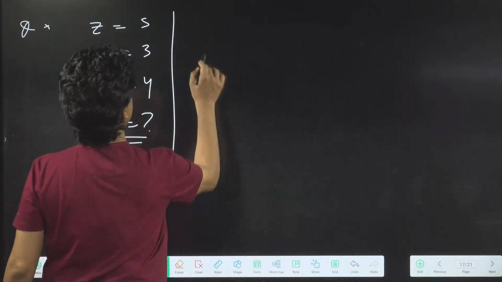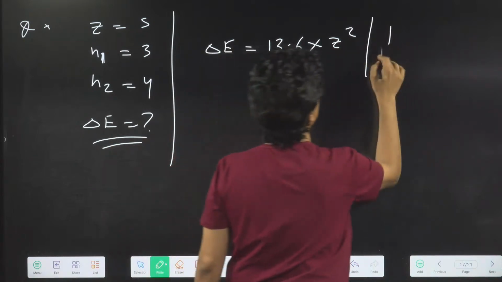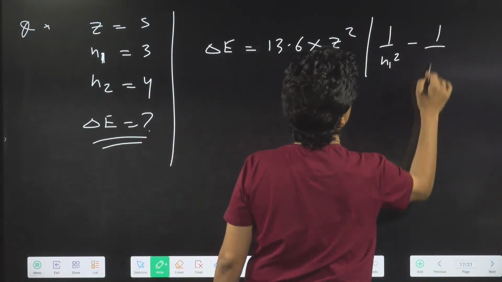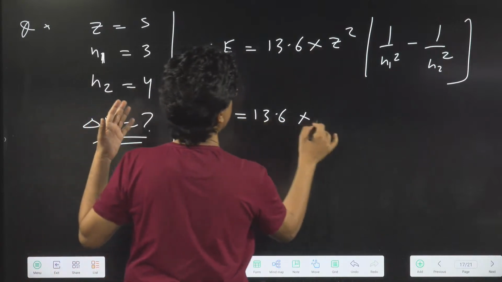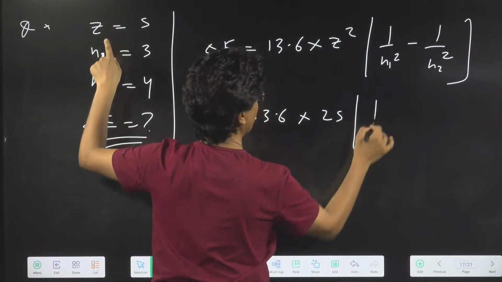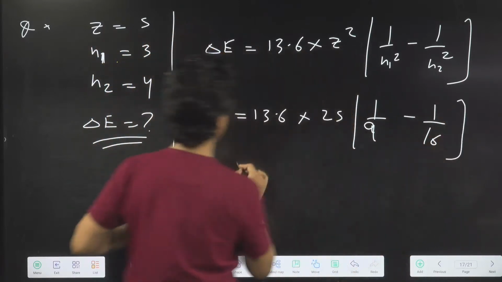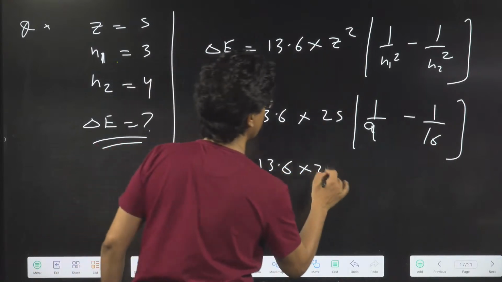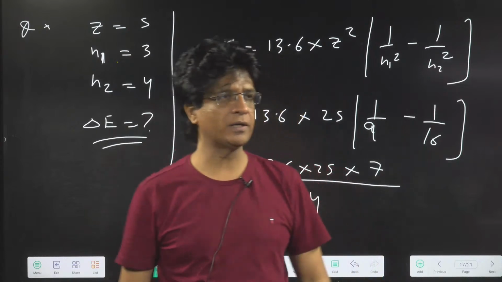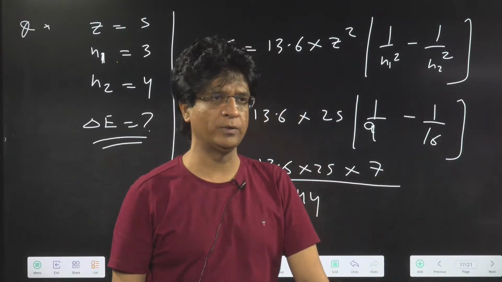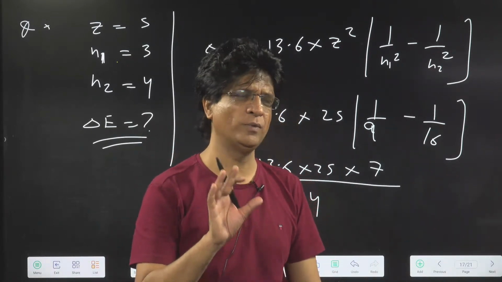See, delta E is equal to 13.6 into Z square, into 1 upon N1 square minus 1 upon N2 square. So this is 13.6 into Z square, 25, into 1 upon 9 minus 1 upon 16. This will be 13.6 into 25 into 7 upon 144. Very good, approximately we'll do it.